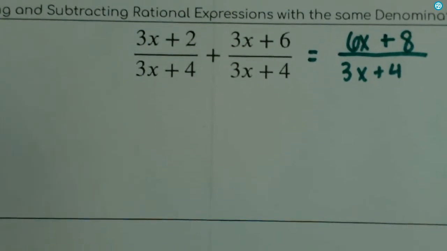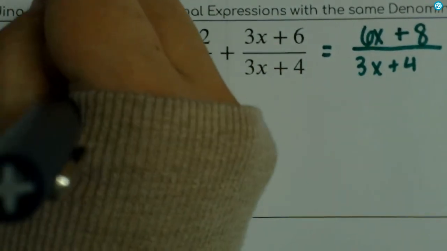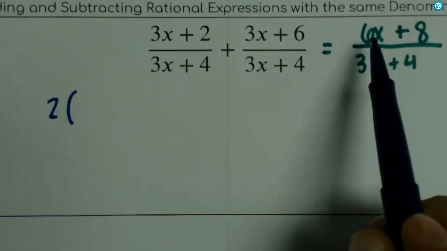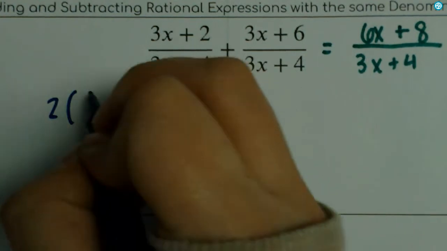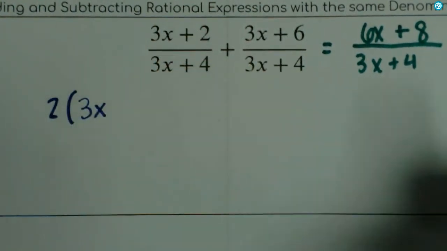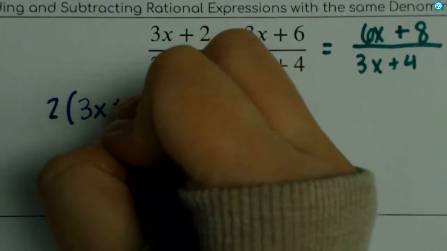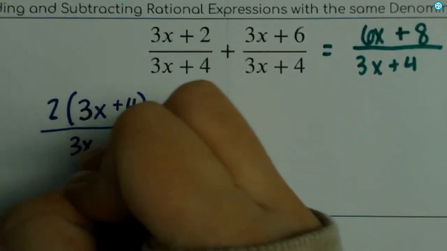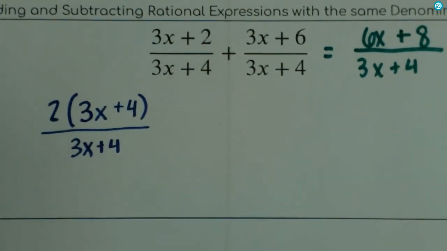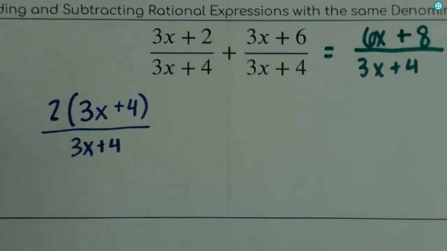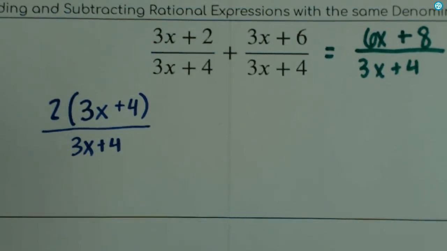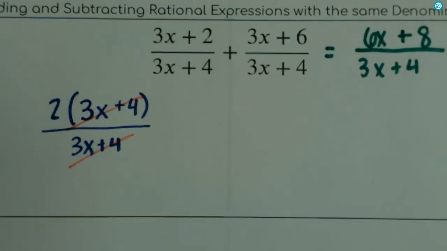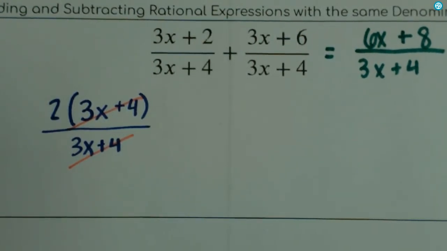Yes, I can factor my numerator. What can I pull out of my numerator? A 2. So I can pull a 2 out, and that would leave behind 3x. And then 8 divided by 2 would leave behind 4. So I factor the top now. Then this 3x plus 4 and this 3x plus 4 cancel each other out. So that's why we always factor at the end to see if anything's going to cancel.